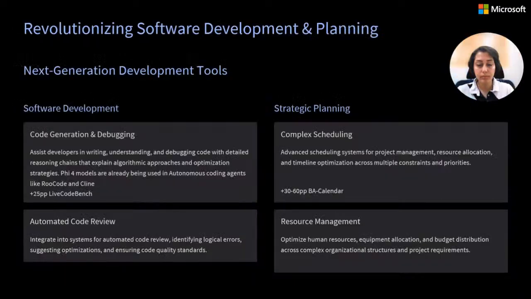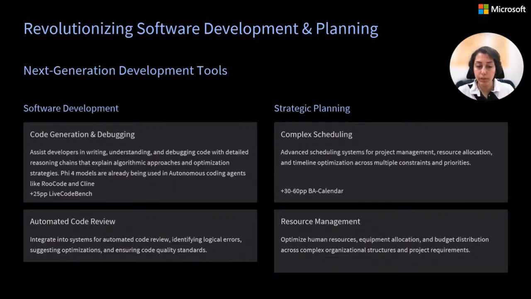We also think that FIFO reasoning can be integrated in next generation development tools, for example, in order to help with software development, such as code generation and debugging, and help users understand the code better with detailed reasoning chains that explain the different algorithmic approaches and also help them optimize different strategies for the code. And in fact, our models are already being used in autonomous coding agents. And the models can also help with automated code review and get integrated into systems that can identify the errors or suggest optimization and ensure just overall high code quality.